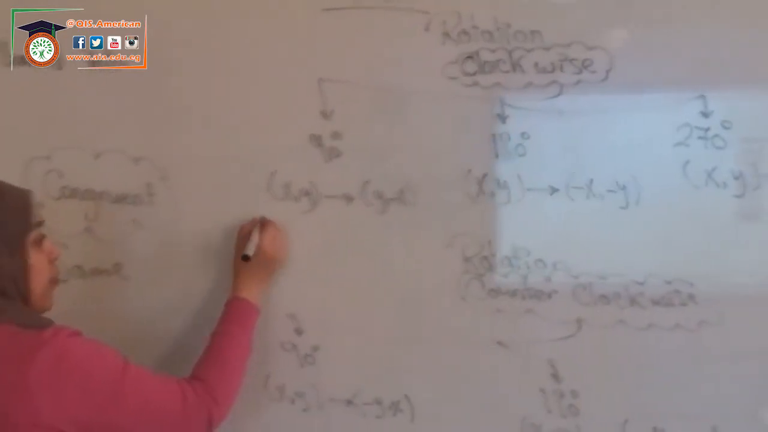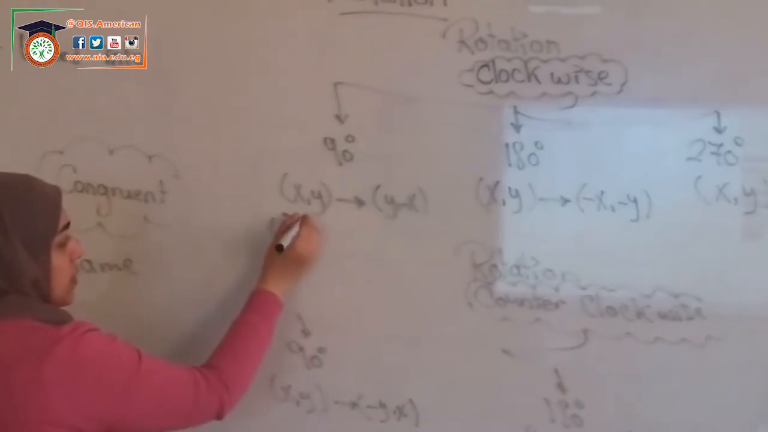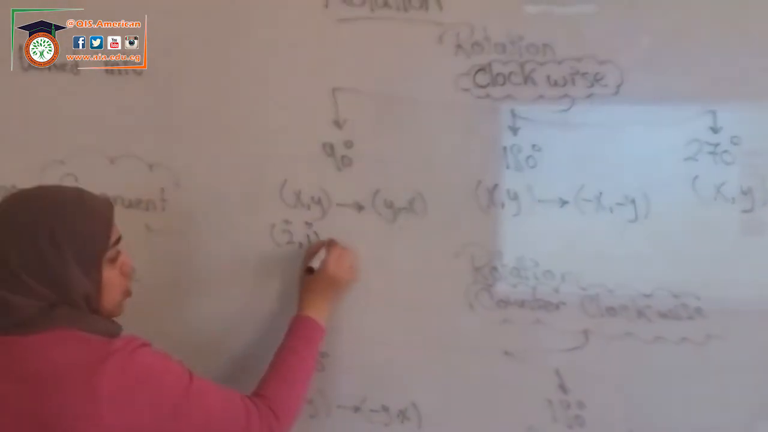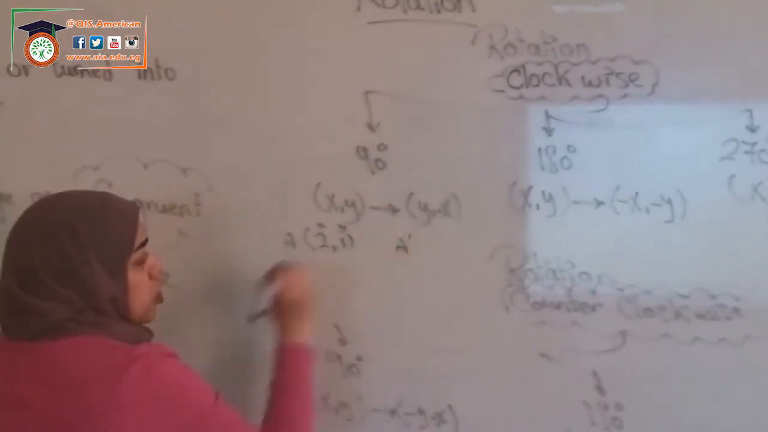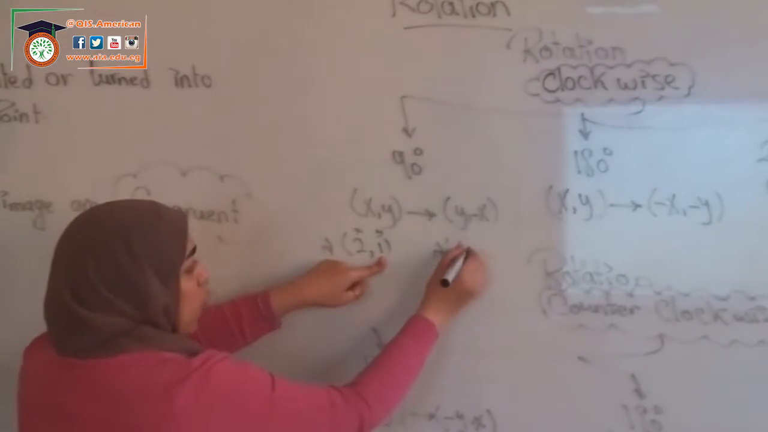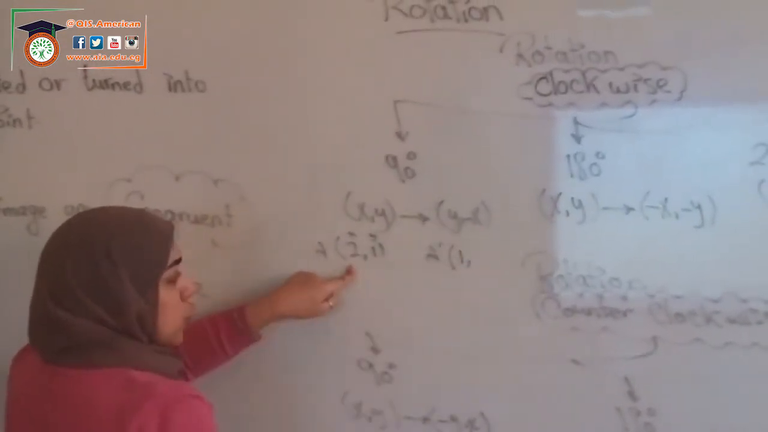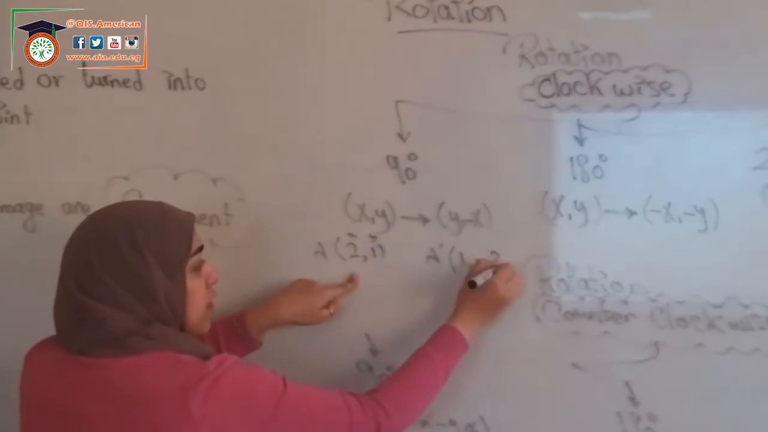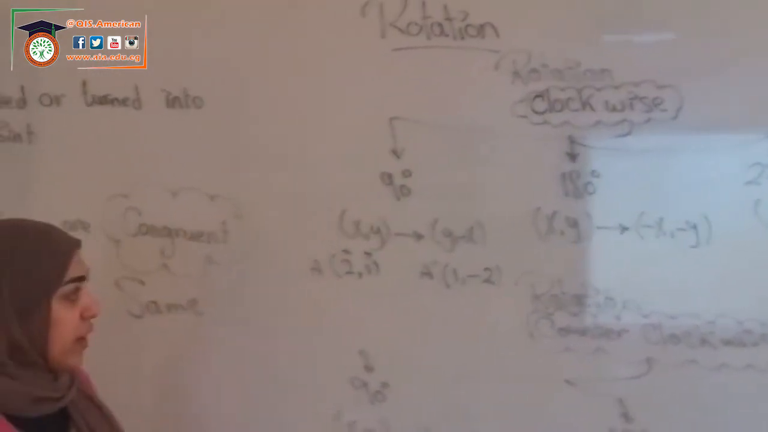If I have a point which is (2, 1), here I have x and here I have y. Let's call it A. So the image, A dash, is going to be y first. What's the value of y? 1. So it's going to be 1, and then the value of x, 2, so it's going to be negative 2. So A dash is (1, -2). This means I change the places and change the sign of x.